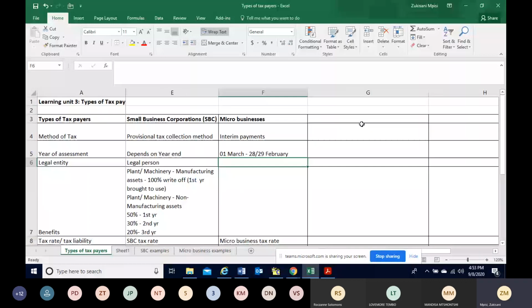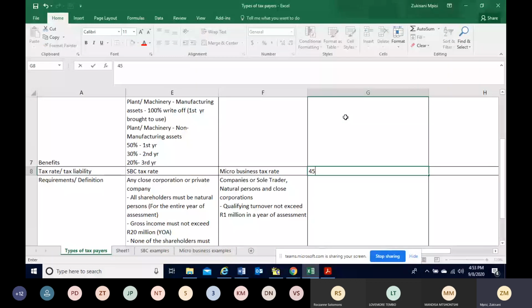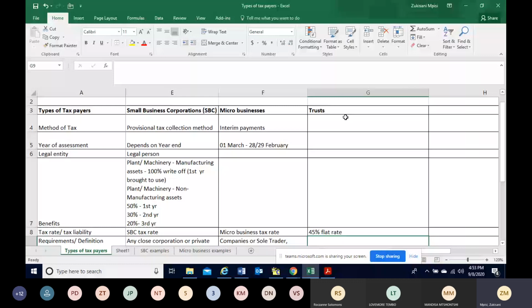The only thing that is really needed for you to know is that the tax rate is 25%, which is a flat rate, and the method at which to collect taxes is the provisional tax collection method. So those are the important two things on trust that I really want you to know.